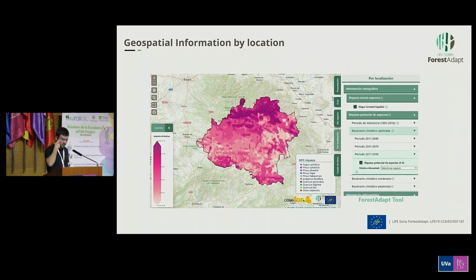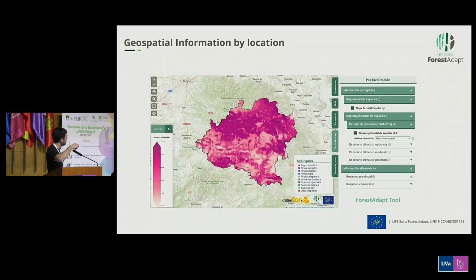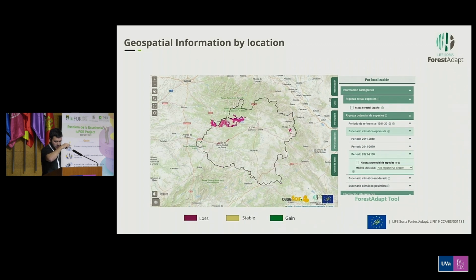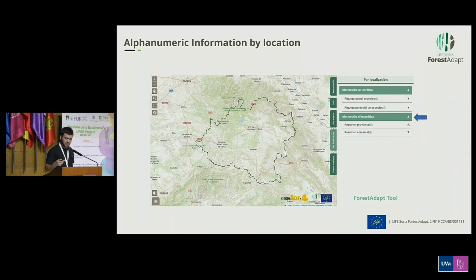If we change to the future period, we can see how the richness is changing. We can see the shift to the north for the number of species. And another option that we can do is selecting here the species of interest. We can see this richness for the areas where, in this case, Pinus pinaster is going to be the best adapted species, the most probable to appear in the map. Same as before, we can download alphanumeric information for the province and also for the comarca, the smaller region.